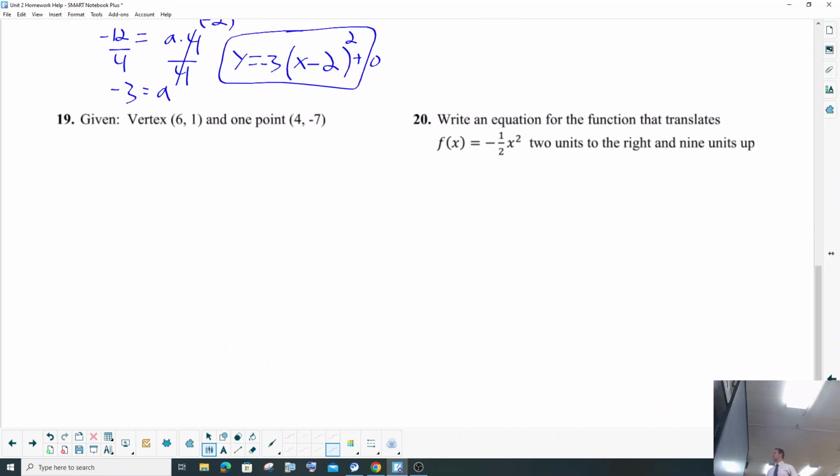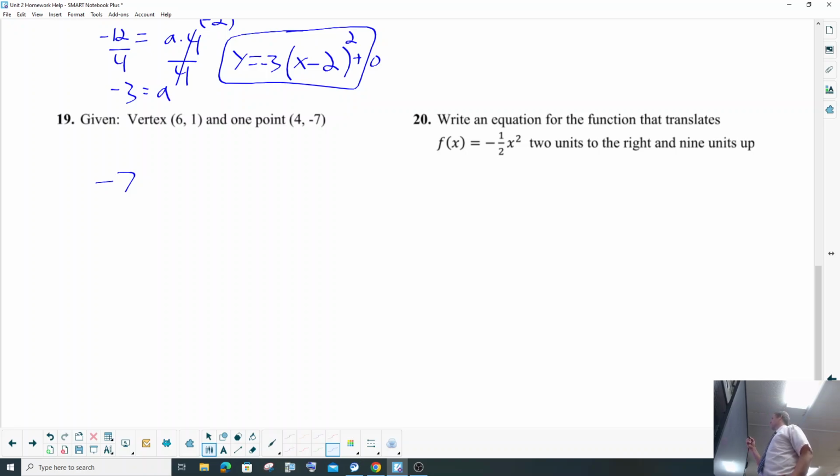And the next one, they give you the vertex and 1 point. So maybe I'll jump to number 20 and let you try 19 on your own. It's the same idea as number 17. They give you the vertex, they give you 1 point. Pause me. I'm only going to show you in a second. You've got to pause me. Try it on your own. Then see how you did.